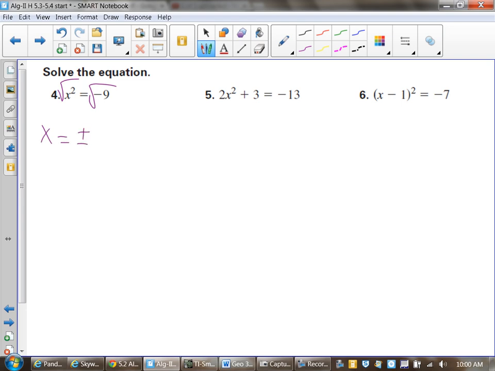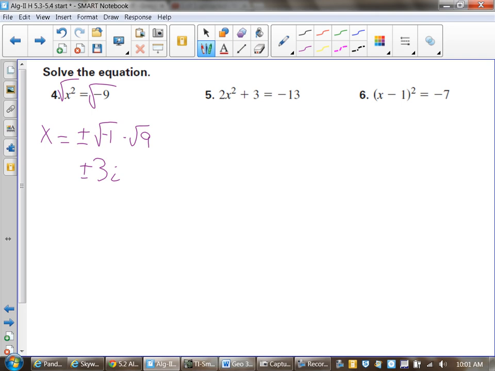the square root of negative 1 times the square root of 9. What's the square root of negative 1? And what's the square root of 9? So the square root of negative 9 is? Plus or minus 3i. Okay? Remember, we're simplifying radicals just like we always have. The only thing is, if the radical is negative, you bring it out as an i.